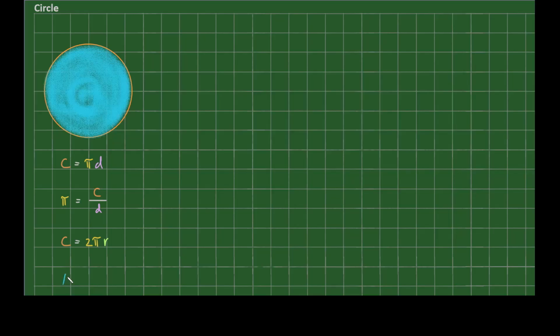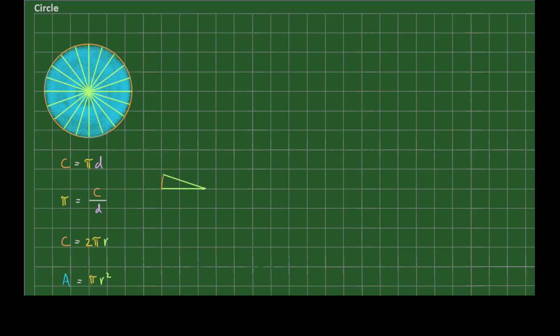The formula for the area of the circle is pi r squared. It is a fantastic little formula, but where does it come from? To answer that, we are going to play with this circle. I'm going to divide it into 20 equal wedges or slices. Next, I'm going to take these slices and start stacking them up.